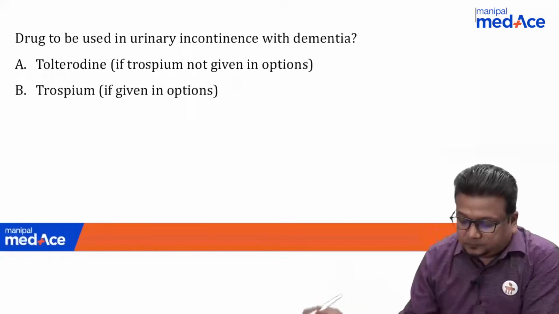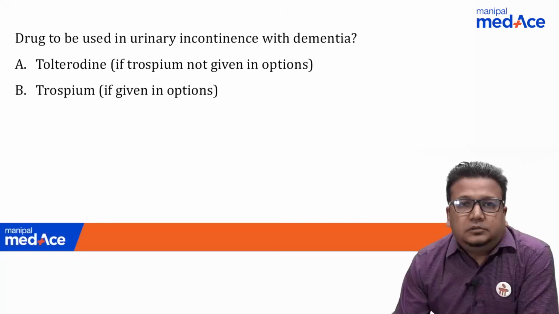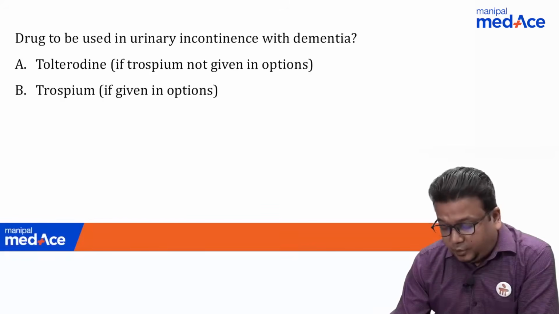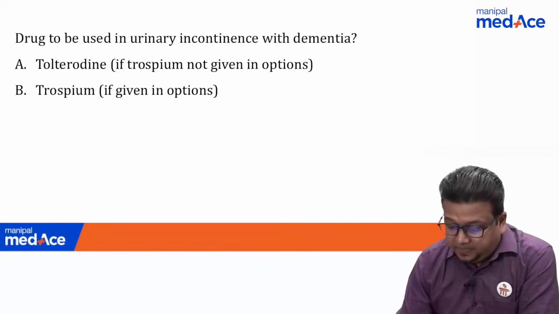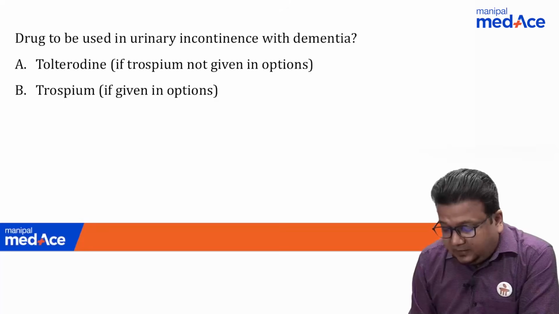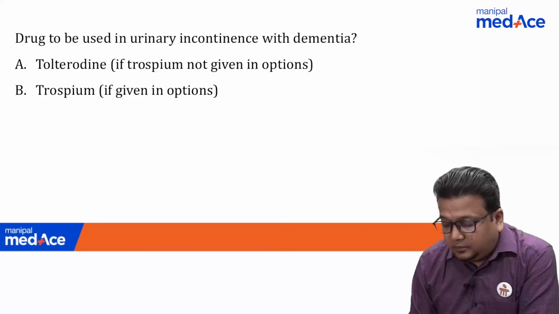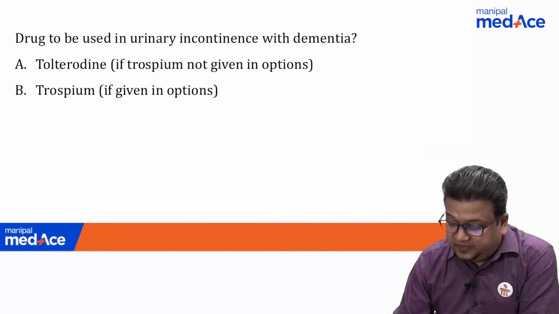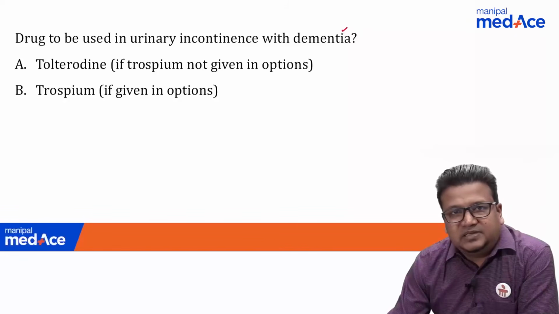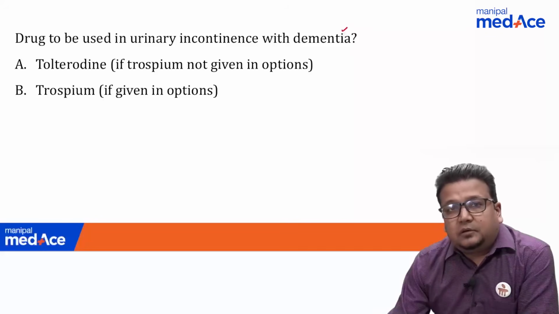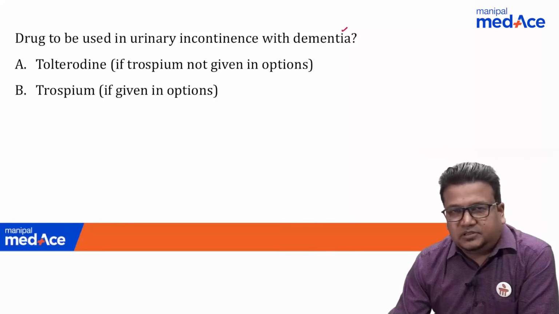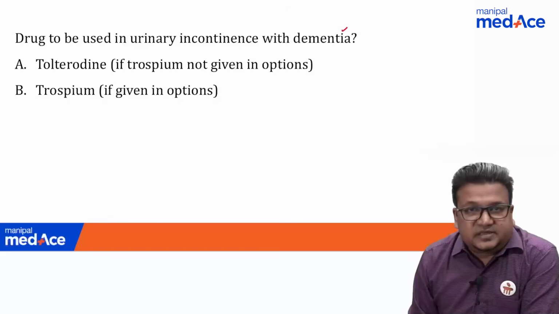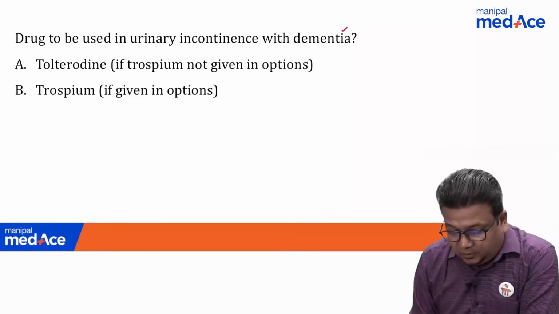Moving ahead. Now this question has not been recalled properly. The options that I have gathered from all students are a bit differing from each other. The question is saying drug to be used in urinary incontinence with dementia. Whether dementia was there or Alzheimer's disease was there, or was it not at all there? There is a difference of opinion among many students who have recalled this question. Similarly, there is difference of opinion among the options.